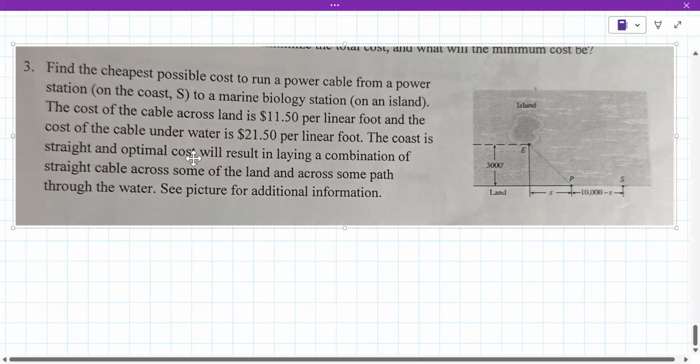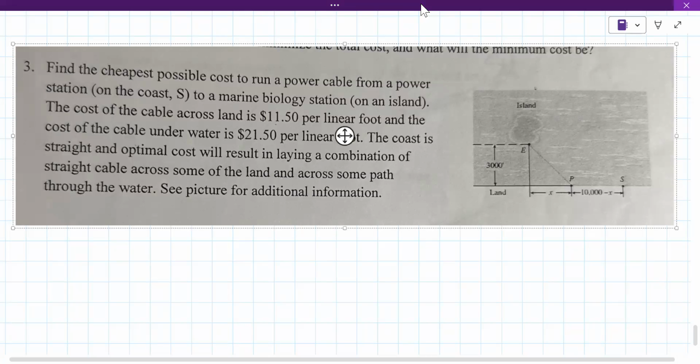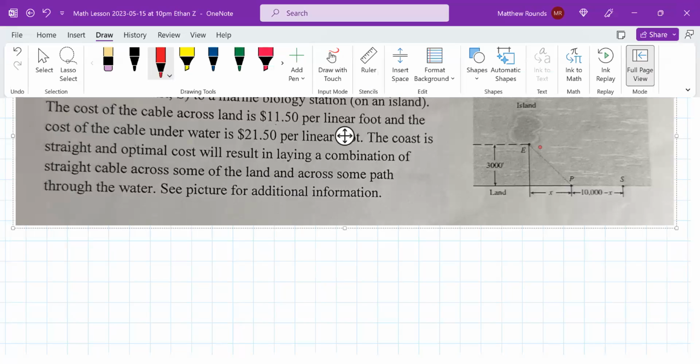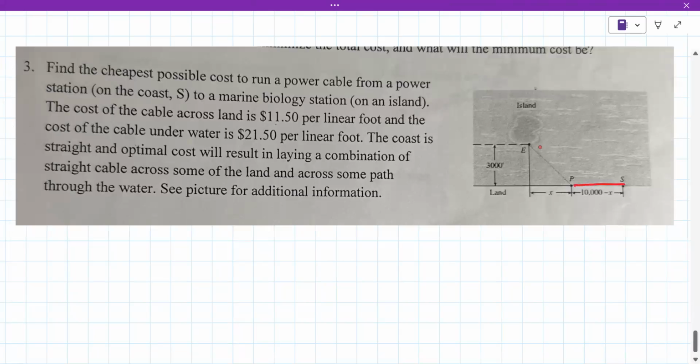The coast is straight, and we want the optimal cost. So the path here is you go along land, and at some point you switch to the water like that.